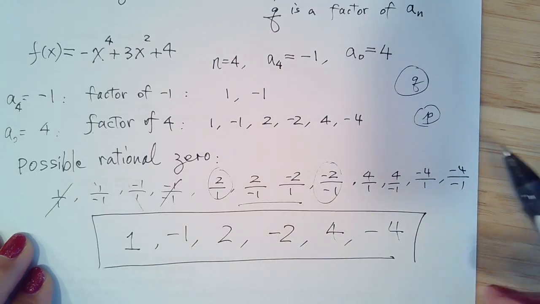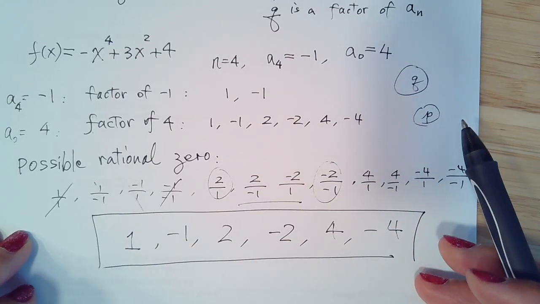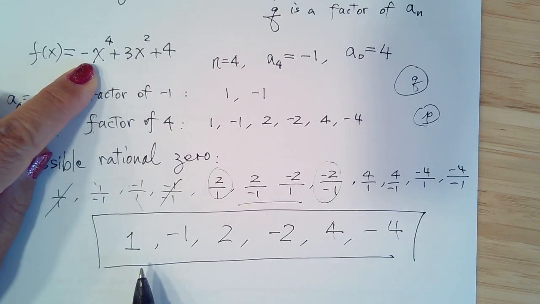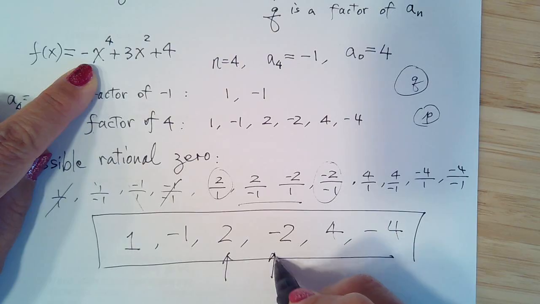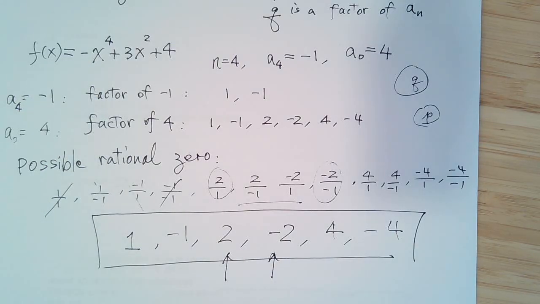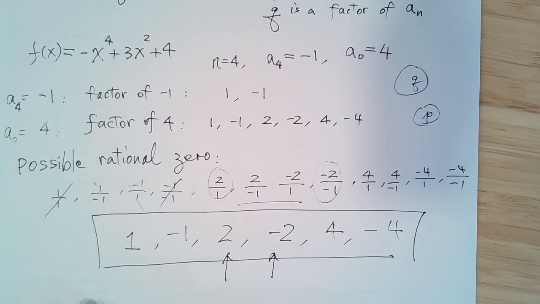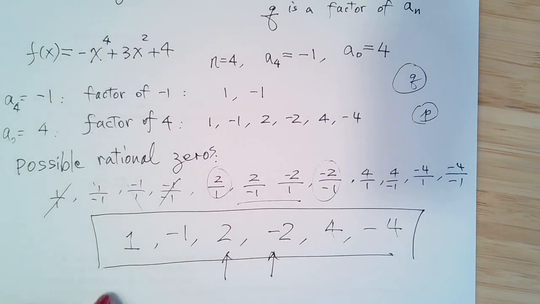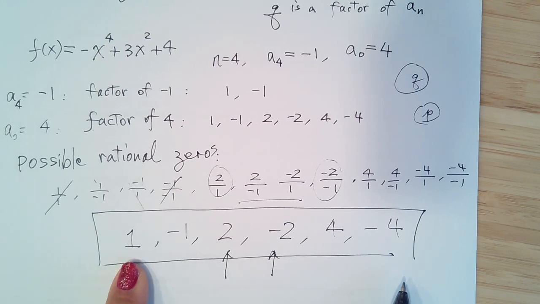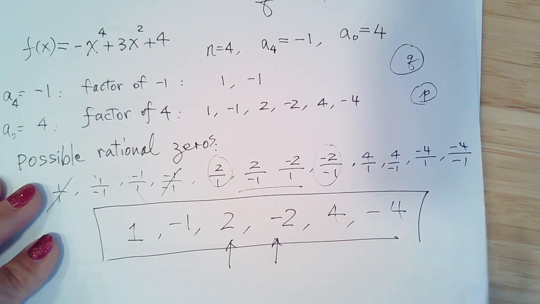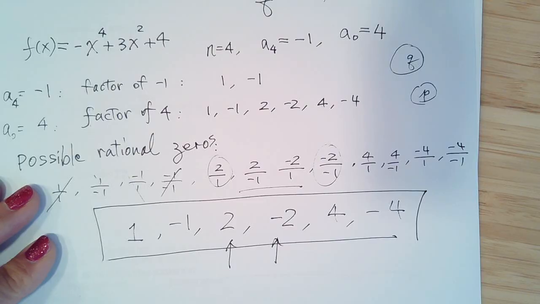And if you graph, then you're going to see, guess what? Actually, these two are my actual zeros. But usually the question would ask you to just list all the possible rational zeros, which is like that, and then you can just try them one by one to determine which one is your rational zero.